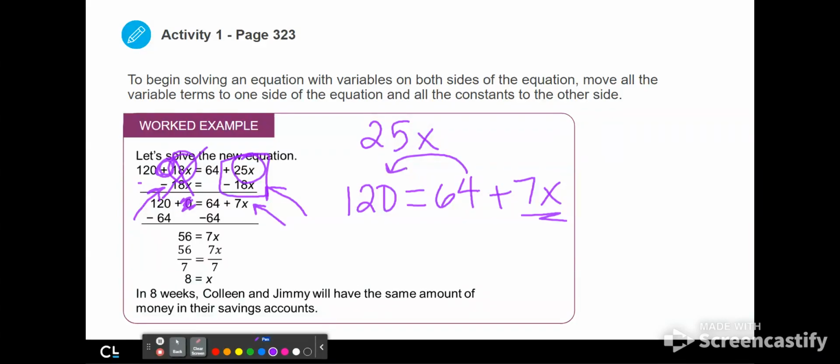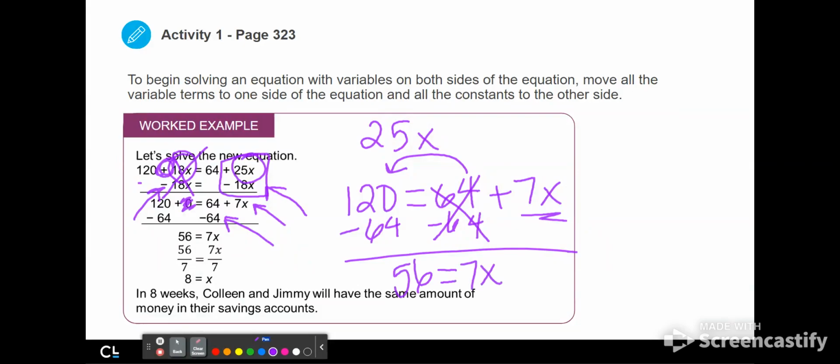Now, my superhero's over here by himself, but we got to move that 64 over. And since there's no sign in front of it, what they did is they went ahead and subtracted 64. Now that I've subtracted 64, I've got 56 equals 7x. So I'm going to subtract 64 over here. Those cancel. And that's when I'm left with 56 equals 7x. Well, that's a one-step equation. 7 times what is 56? And it's going to be 8.